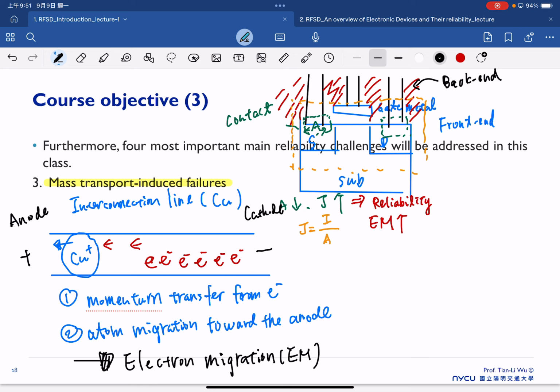And this issue is getting more complicated as we keep scaling our interconnection lines. This also became a problem recently with 3D monolithic integration chips, because in 3D we also have so many interconnection lines that need to be connected with each other. So that always creates the issue of electromigration.